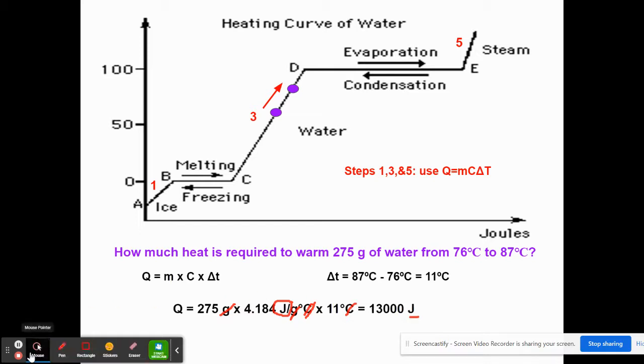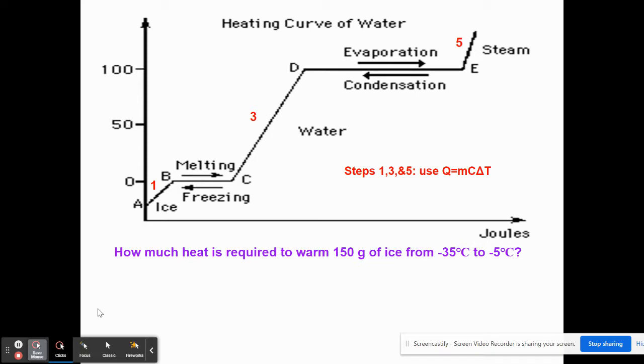All right, so let's try another problem. I have to erase this. Sorry, guys. So I'm going to get rid of this, and we'll go to the next problem. Again, you want to pause this and write this problem down. How much heat is required to warm 150 grams of ice from negative 35 degrees Celsius to negative 5 degrees Celsius? Okay, so pause that, write that down.